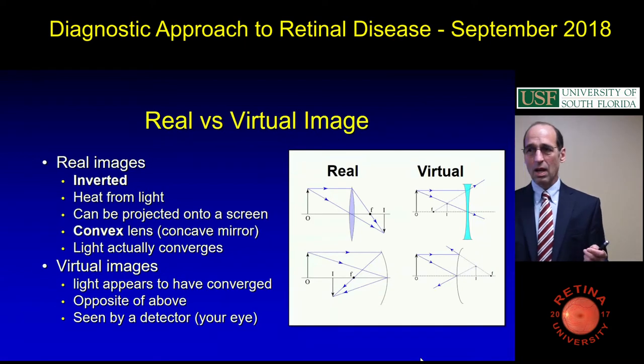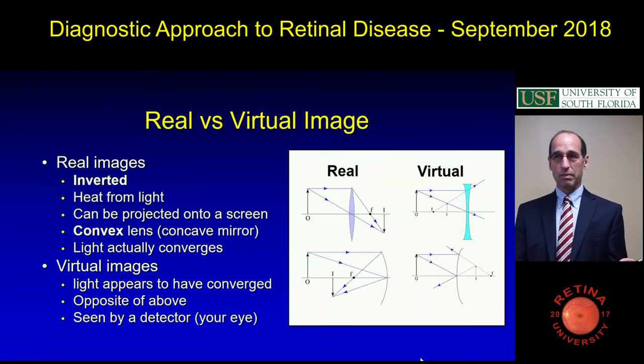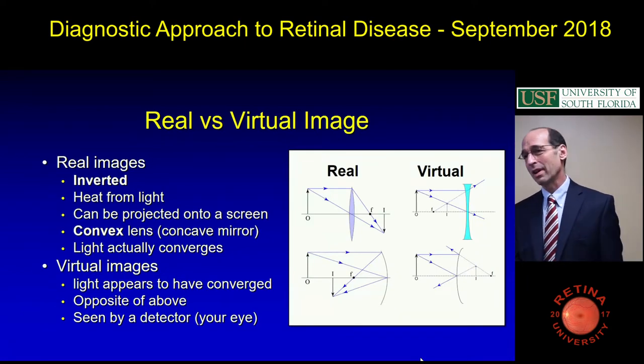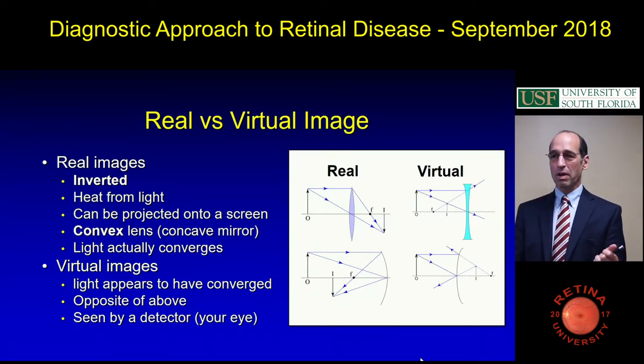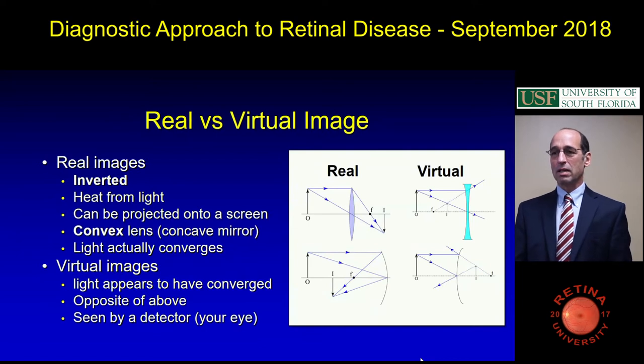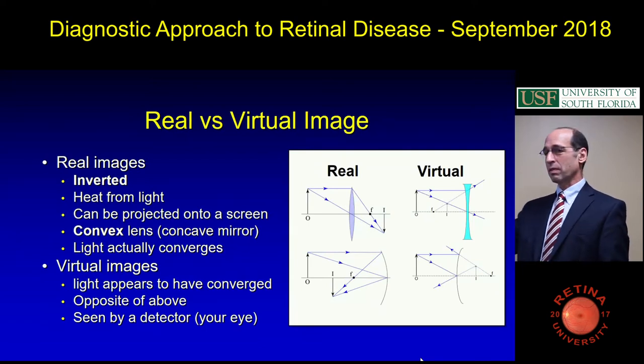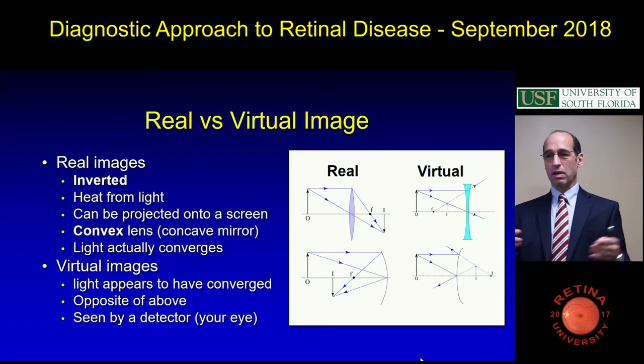I'll show you that. So real versus virtual image. This is all stuff you need to know. I don't need to know this. A real image. I think the easiest way to remember is real images are always inverted. They actually will emit light. There's actually an image there, and they can be projected onto a screen, and the light actually converges there.